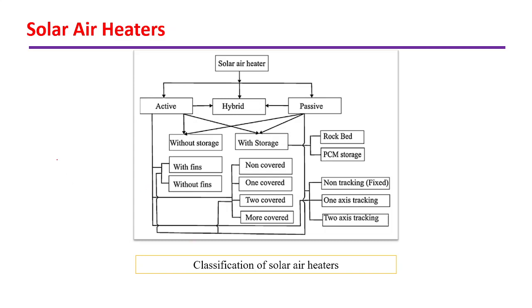Again, if we see the classification of the solar air heater, we can classify it as active, hybrid, and passive systems. It will come with storage and without storage, and it may have PCM storage also. PCM means phase changing materials. With the change in temperature, the property of the material, specifically the boiling point stage, gets changed, and with that it retains the heat, and whenever necessary it releases heat to the system. And it will come with fins and without fins.